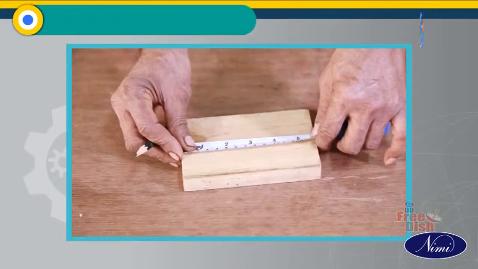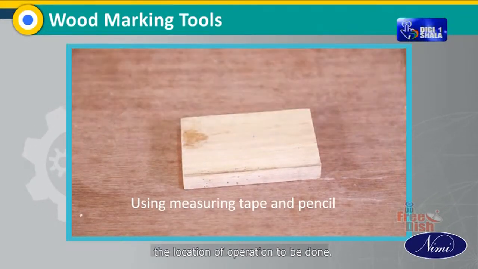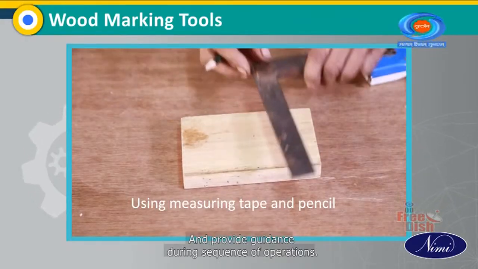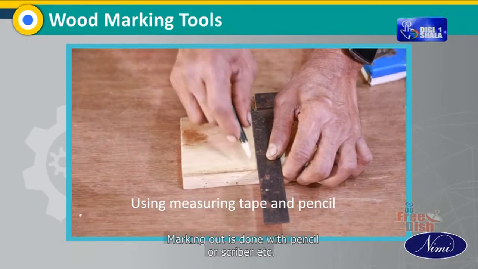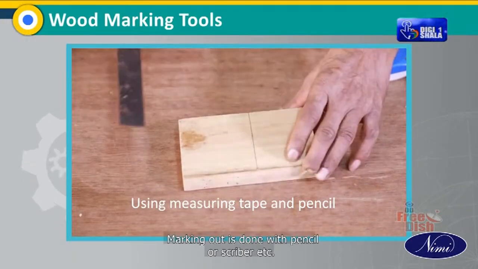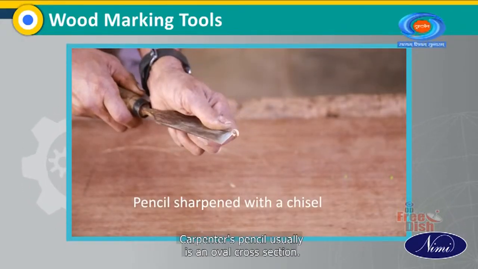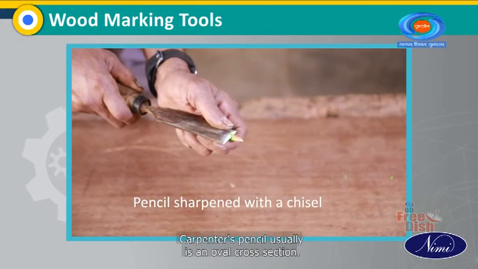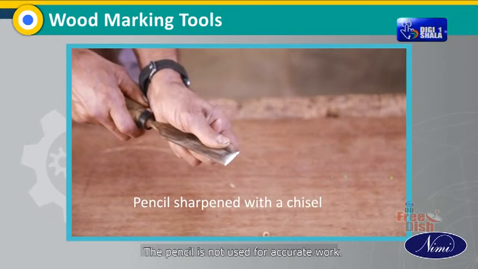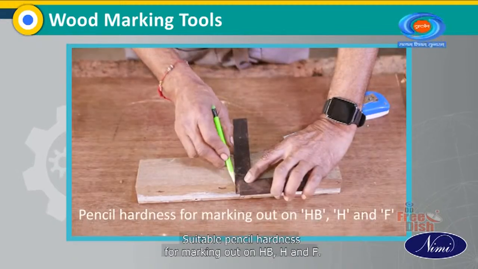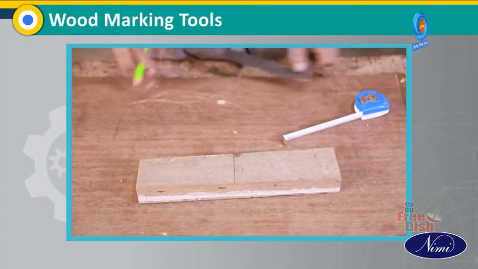Let's start. Marking out, or layout, is carried out to indicate the location of operations to be done and provide guidance during the sequence of operations. Marking out is done with a pencil or scriber, etc. Carpenter's pencil. A carpenter's pencil usually has an oval cross section. It is sharpened with a chisel. The pencil is not used for accurate work. Suitable pencil hardness for marking out are HB, H and F.